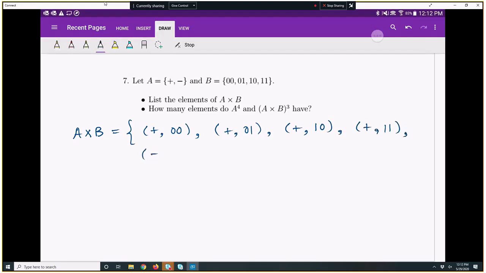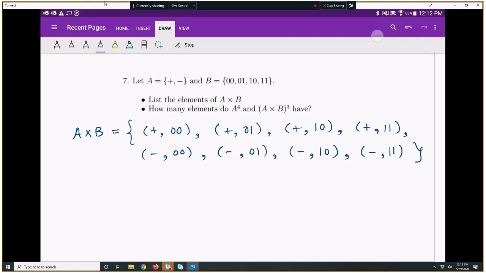Then I take minus as my first element, and I do the same thing. I make sure that minus gets paired with every element from B. And these are my ordered pairs. So that's my Cartesian product.